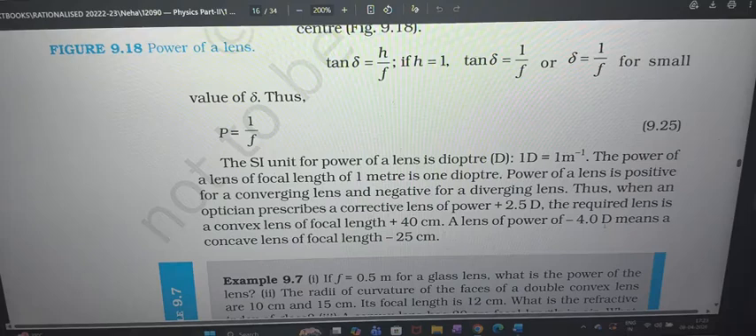If they give a negative power, that means it is a concave lens because the focal length should be negative. Generally you can give it in meters. If you want to convert it into centimeters, also it is fine. But whenever they give the focal length in centimeters and ask you to calculate the power, please change it to meters, because you want to give the power as a result in diopters. So better convert centimeters to meters, divide by 100 first, and then put it in this formula and give the power in diopters.